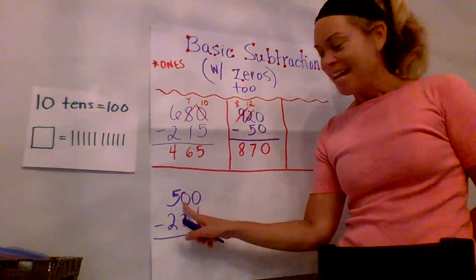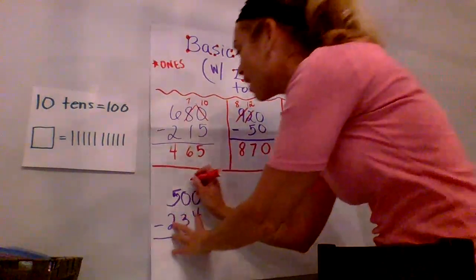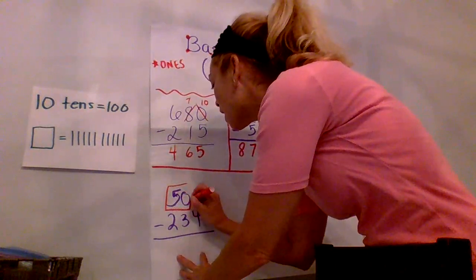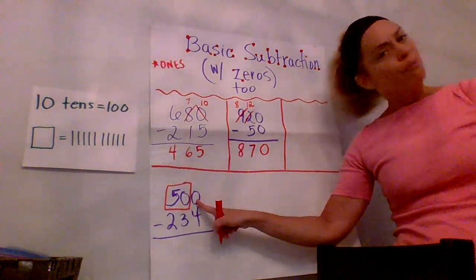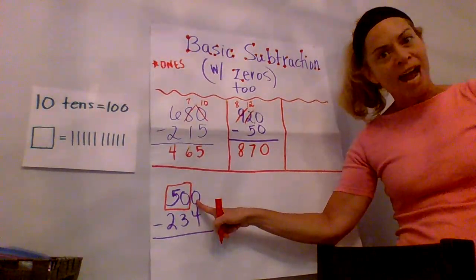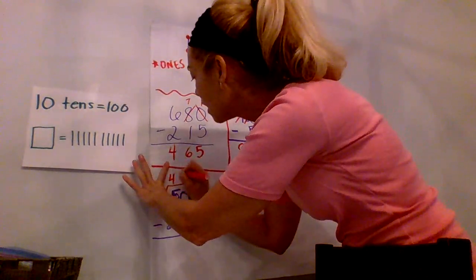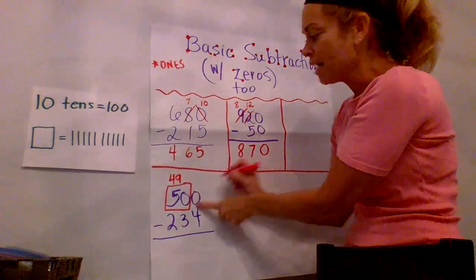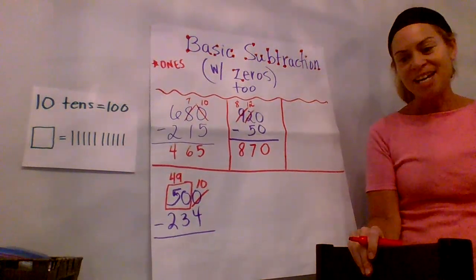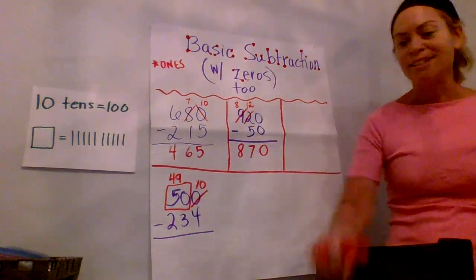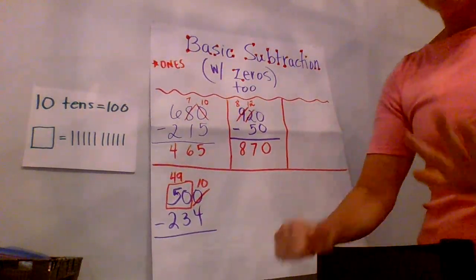When my neighbor is a 0 and has nothing to give, watch what I do. I'm going to box this 50. And I'm going to take 1 from the 50 and bring it over here to the ones place so I can subtract. So what is 1 less than 50? 49. And I'm bringing that 1 ten over here to the ones place. Now I have 10. Okay. Now we can subtract. Go to the ones place. 10 take away 4 is 6.